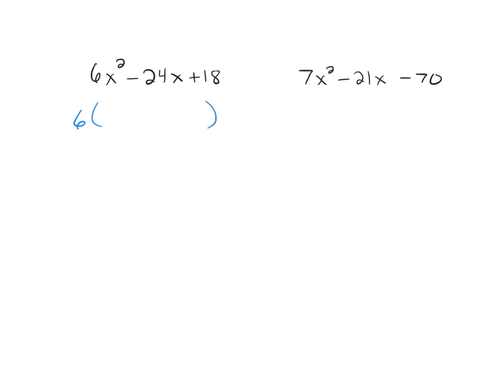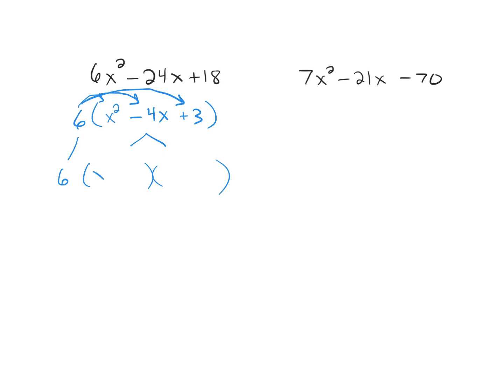Using backwards distributive, I say 6 times what gives me 6x squared? That's an x squared. 6 times what gives me minus 24x? That would be minus 4x. And 6 times what gives me a positive 18? That would be plus 3. Now, the 6 is done. I can just carry it down. But this is going to do a backwards FOIL factoring.